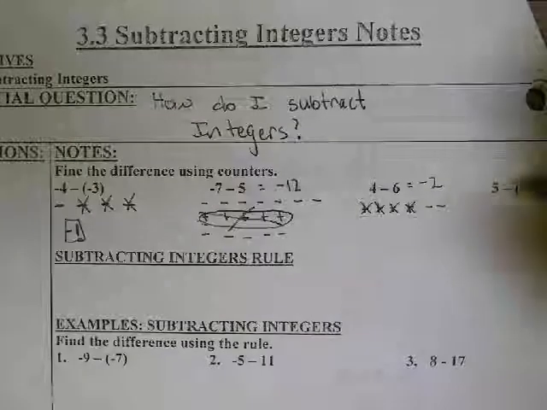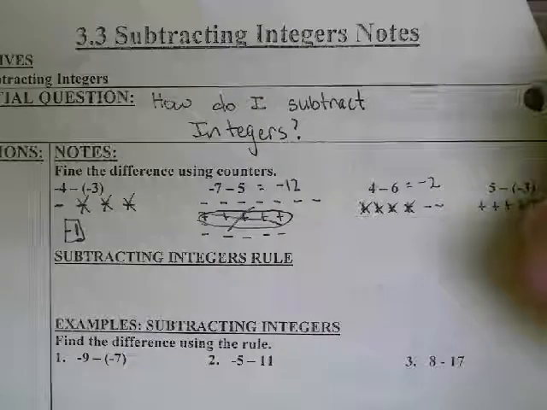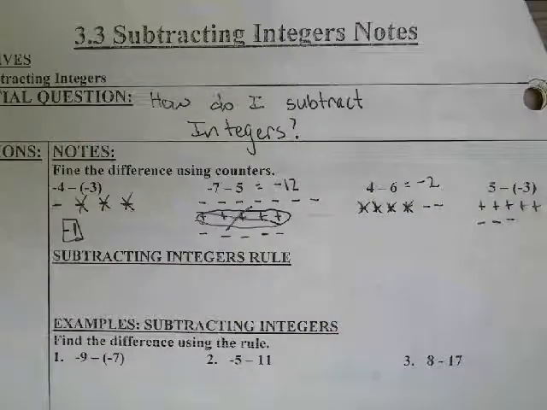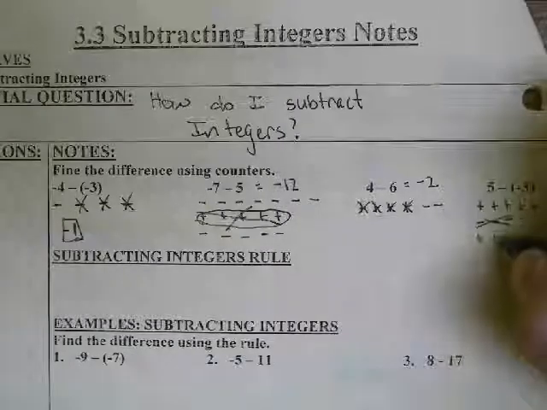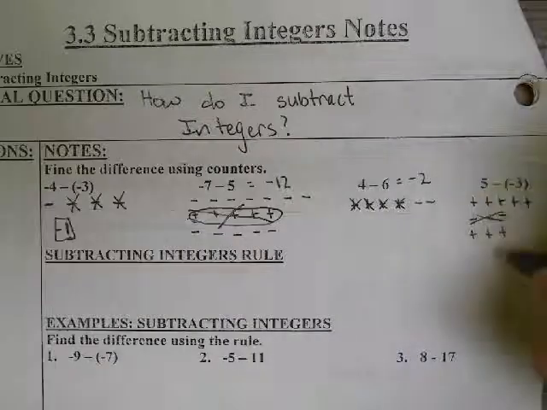And then the same with 5 minus -3. I'd start with 5 positives. Then I have the 3 negatives, but I'm taking them away. So if I'm taking them away, they become their opposite. So those are gone, and I end up with 3 positives. And how many positives are there total? There are 8.